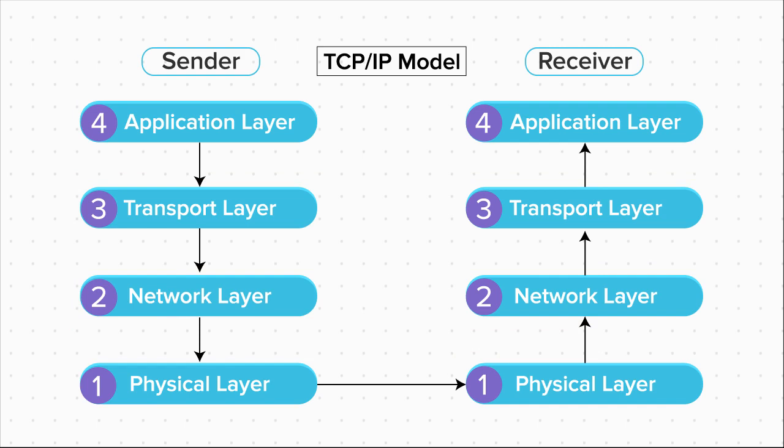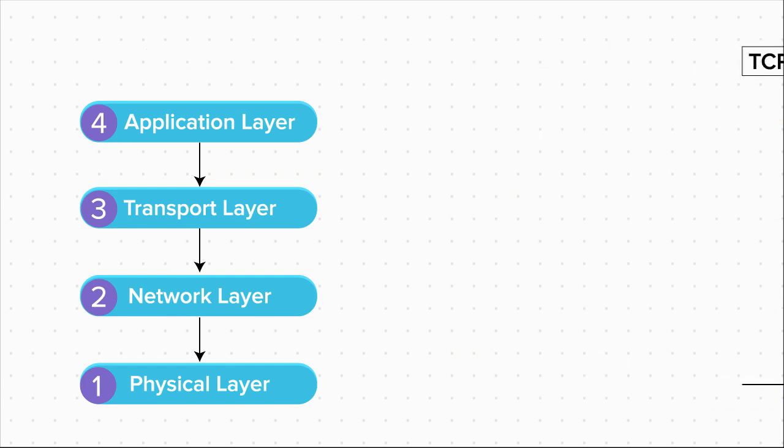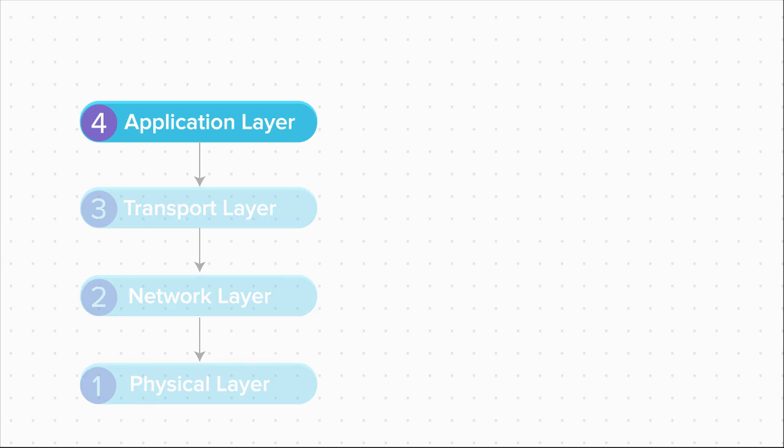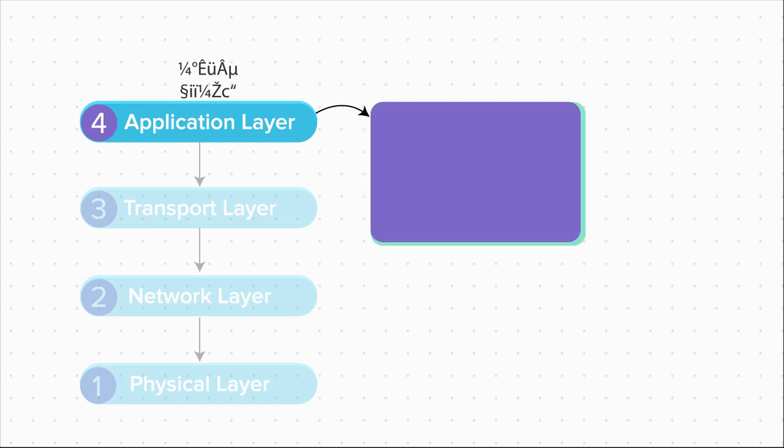Let's look at the layers and their functions in detail. The application layer. This is the 4th layer of the TCP/IP model, and its job is to convert all data into computer-friendly format, since that is the only language that computers understand. So we can say that it encodes, compresses, and encrypts data. Now the application layer also initiates sessions.